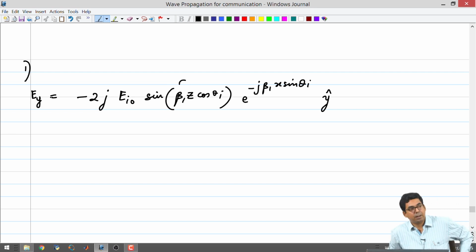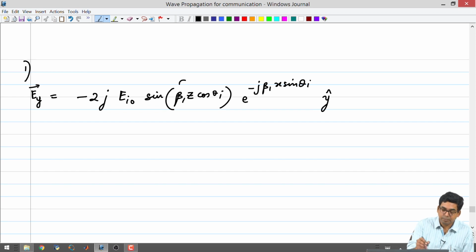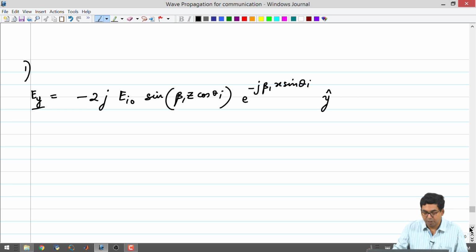Electric field in the y direction. I think we are using the usual notation. So this was my total electric field in medium number 1. Now let us look at this a little bit more closely and try to see what else we can infer from this.